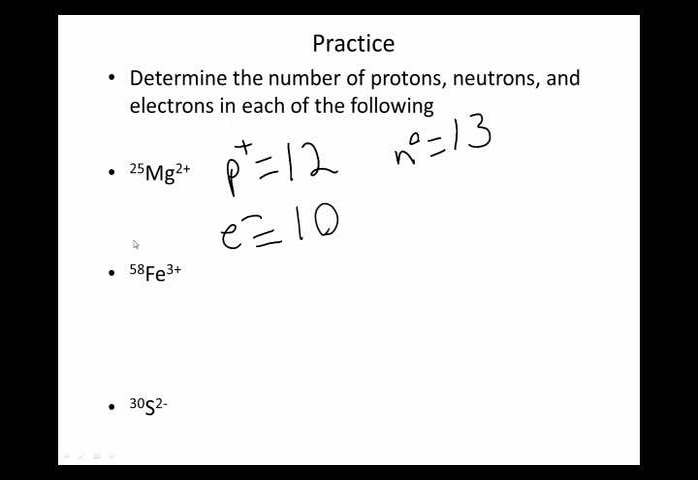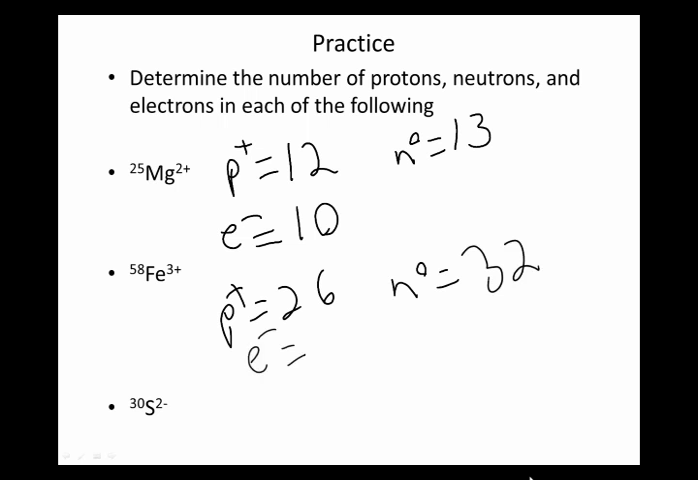Iron, how many protons is that? I have to look on the periodic table, 26 protons. Neutrons, I have to do some maths here. It's 32, because 58 minus 26 is 32. Electrons, if it was neutral, it would be 26, but it has lost 3 to be 23.